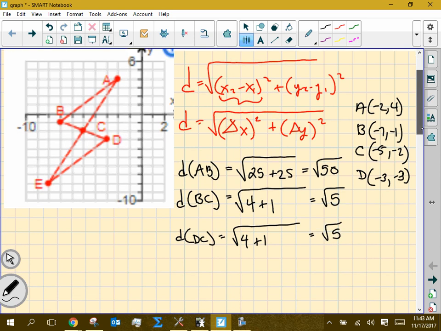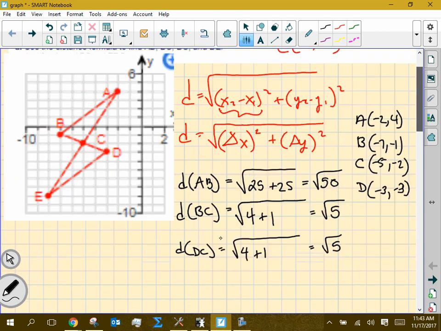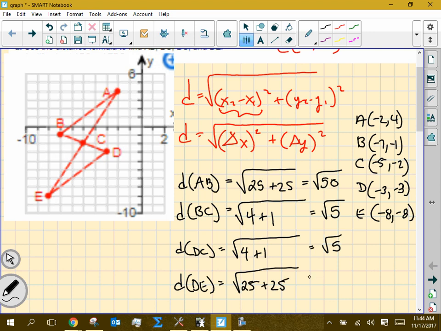Okay. And the last one is DE, right? And E was located at -8, -8. -3 minus -8 becomes 5. Square that, 25. -3 minus -8 again should give me the same result. And that gives me a radical 50, correct?